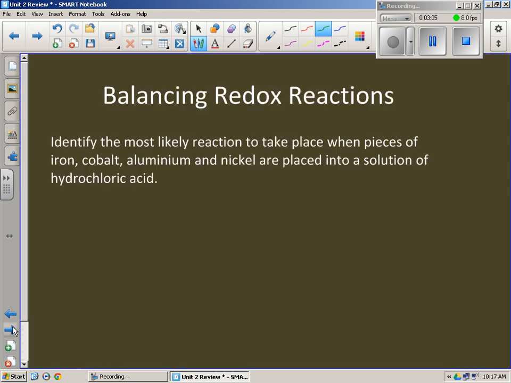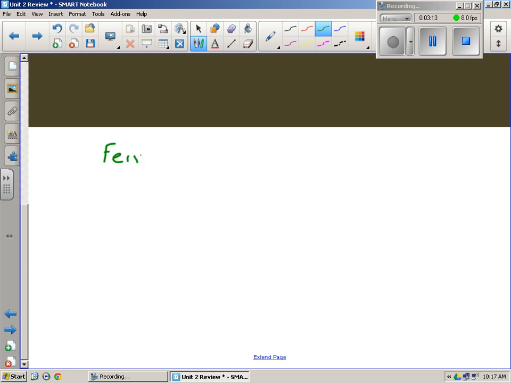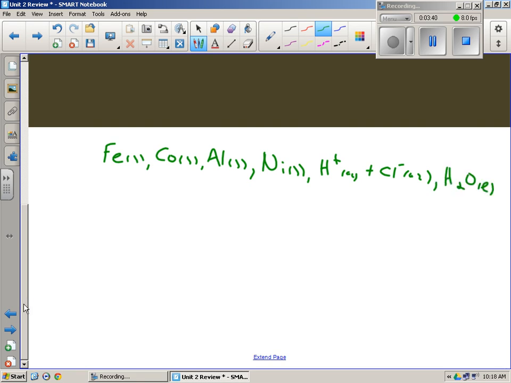Next. Balancing redox reactions. Most likely reaction to take place with iron. I think there was some cobalt there, some aluminum, some nickel, some hydrochloric acid. So remember, in this unit, we didn't really write out H3O+, because if you look in the data booklet, there's actually no H3O+. It's back to H+ again, right? But H+, Cl-, and of course, yes, water. Don't forget, there's some solution there.